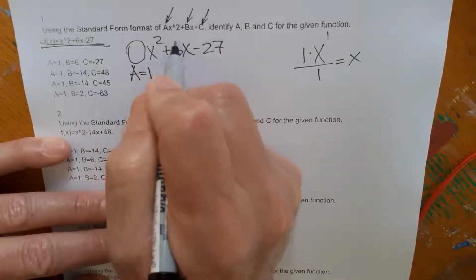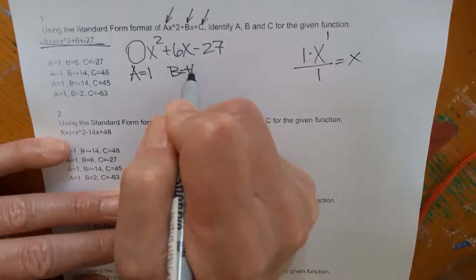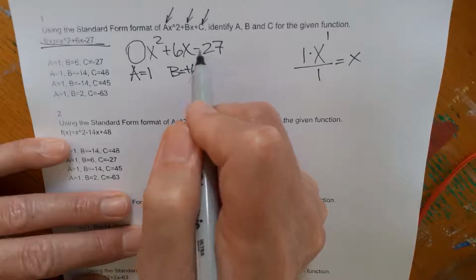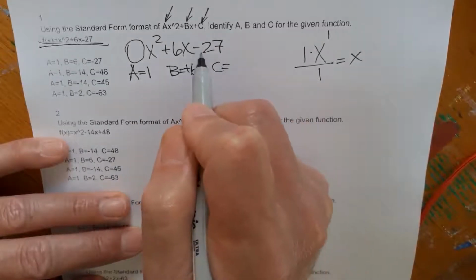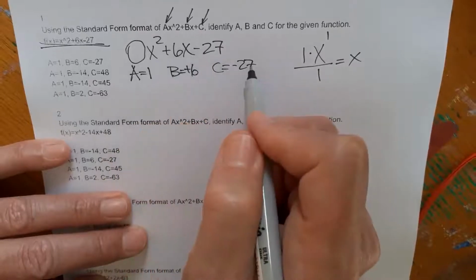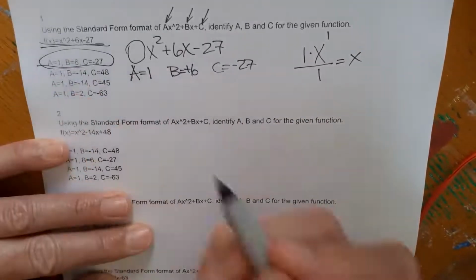B is the coefficient in front of the x, with its sign. So b is equal to positive 6. And the reason we need that is if that's a negative, it better go with it. And c is equal to negative 27. That's all they want us to do: identify those terms a, b, and c, because we're going to use them later when we find the vertex.